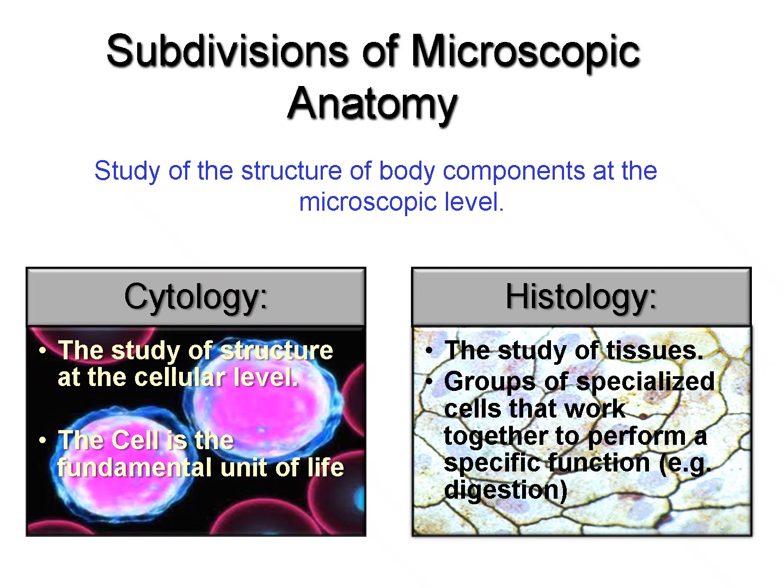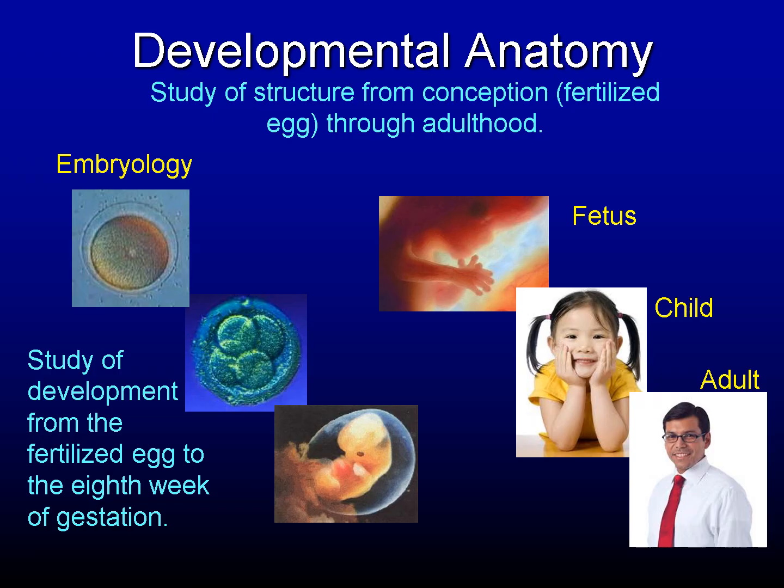Microscopic anatomy is subdivided into cytology, which is the study of cells, the smallest unit of structure considered to be alive, and histology, which is the study of tissues. Tissues are groups of specialized cells that carry out a particular function for the body, such as respiration, reproduction, protection, digestion, etc. The third major subdivision of anatomical study is developmental anatomy.